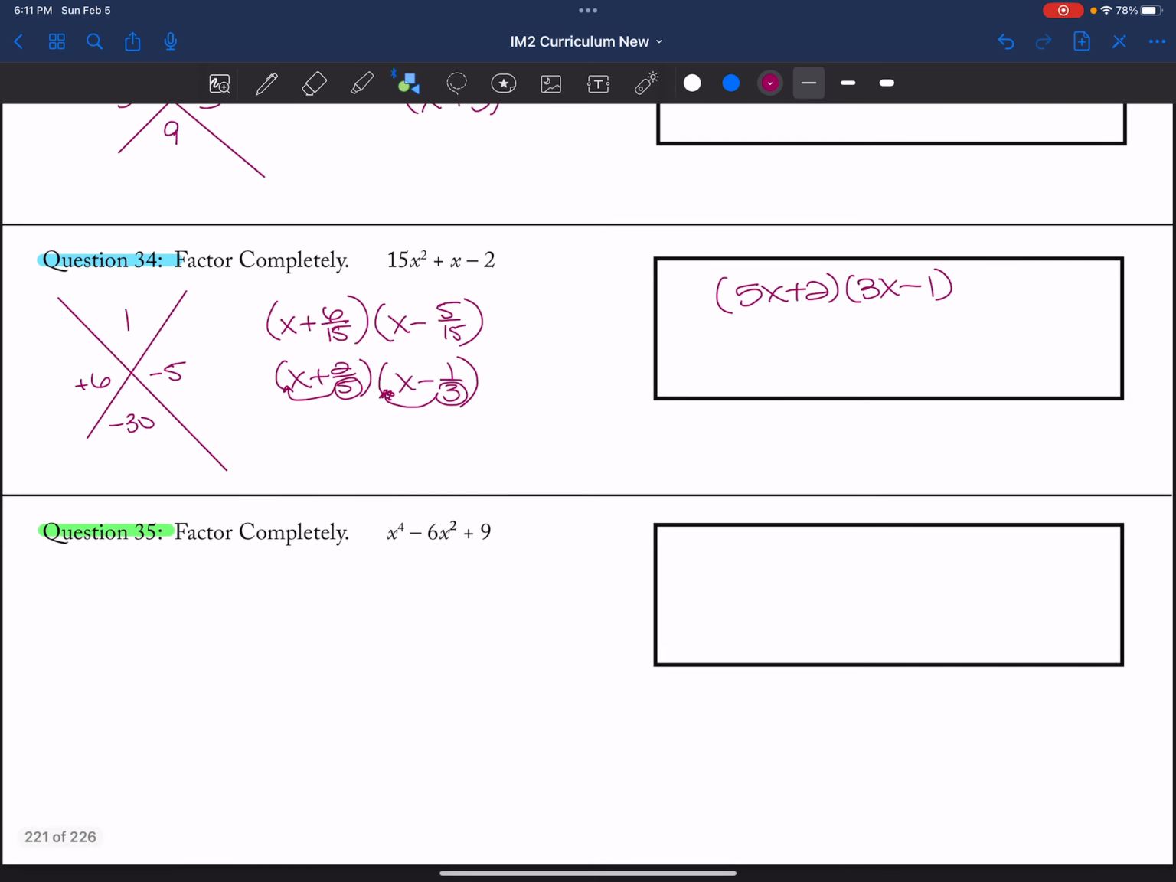35 looks almost exactly like what we just did. Negative 6 on the top, 9 on the bottom, so negative 3 and negative 3. So then this is x squared minus 3, x squared minus 3, so x squared minus 3, the quantity squared.